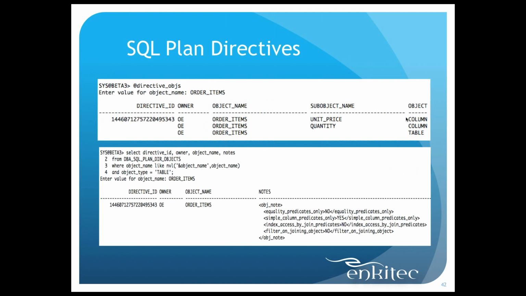So here's the SQL plan directives that got created on the order items table. We had a directive on the table itself, and then we had a directive on the unit price and the quantity. If we looked at the directive on the table and looked at the notes section, you can see down here that we've got information about what sort of an operation we're keeping statistics about. So we have equality predicates, an index access by join predicate, filtering on join object. So the notes section gives you some information about what sort of information it's keeping.